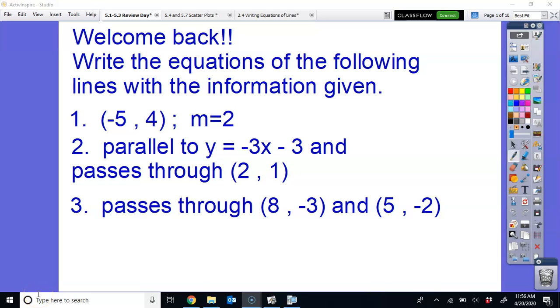Alright, so this lesson here is going to be a little bit of review and some work with parallel and perpendicular lines in particular. Your homework will be posted later.